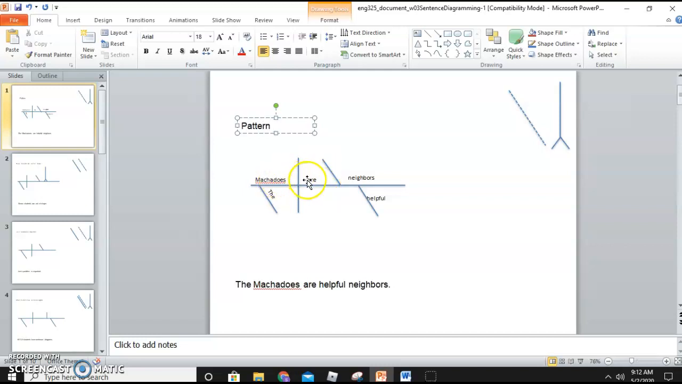This has a subject, a be verb, and then a noun as the subjective complement. So that makes it a pattern 3 sentence. And now I am done with my sentence pattern.